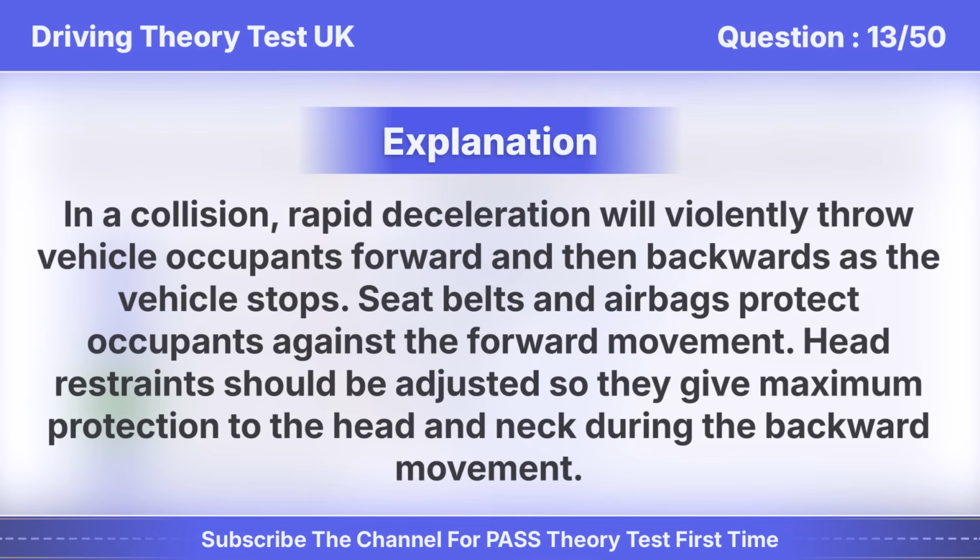In a collision, rapid deceleration will violently throw vehicle occupants forward and then backwards as the vehicle stops. Seat belts and airbags protect occupants against the forward movement. Head restraints should be adjusted so they give maximum protection to the head and neck during the backward movement.